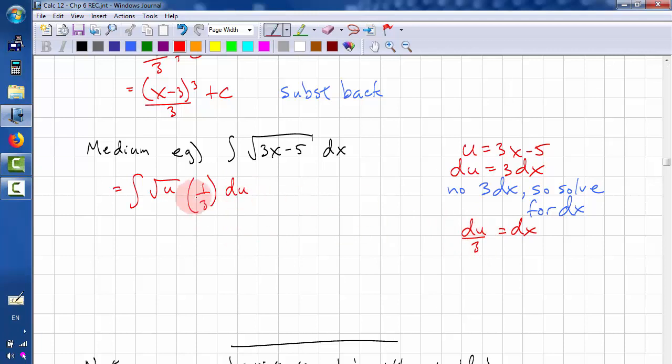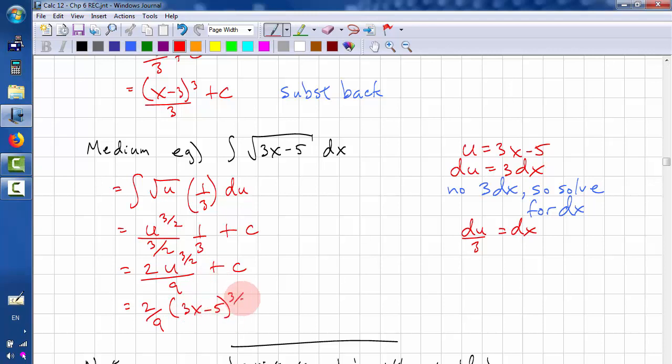Okay, so we can break this apart into a fraction times du. And we integrate this. This is u to the 3 over 2, over 3 over 2, times 1/3, plus c. Anytime we integrate, we won't have the du anymore. And we're going to simplify this fraction. This is 2 u to the 3 over 2 over 9 plus c. And then we substitute back. 2 over 9, and u is 3x minus 5, to the 3 over 2 plus c.